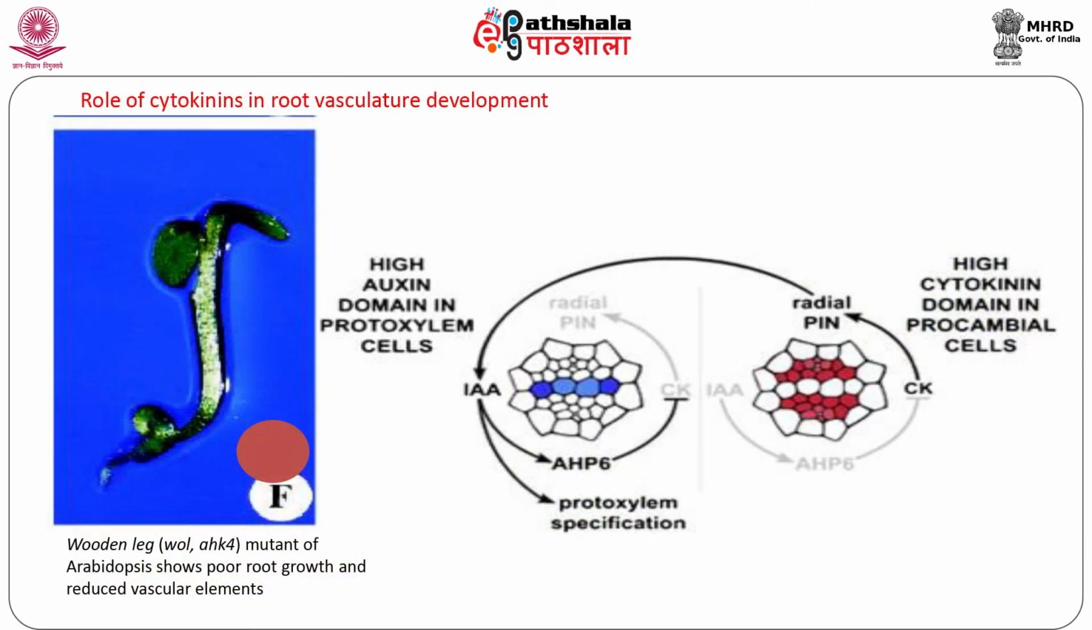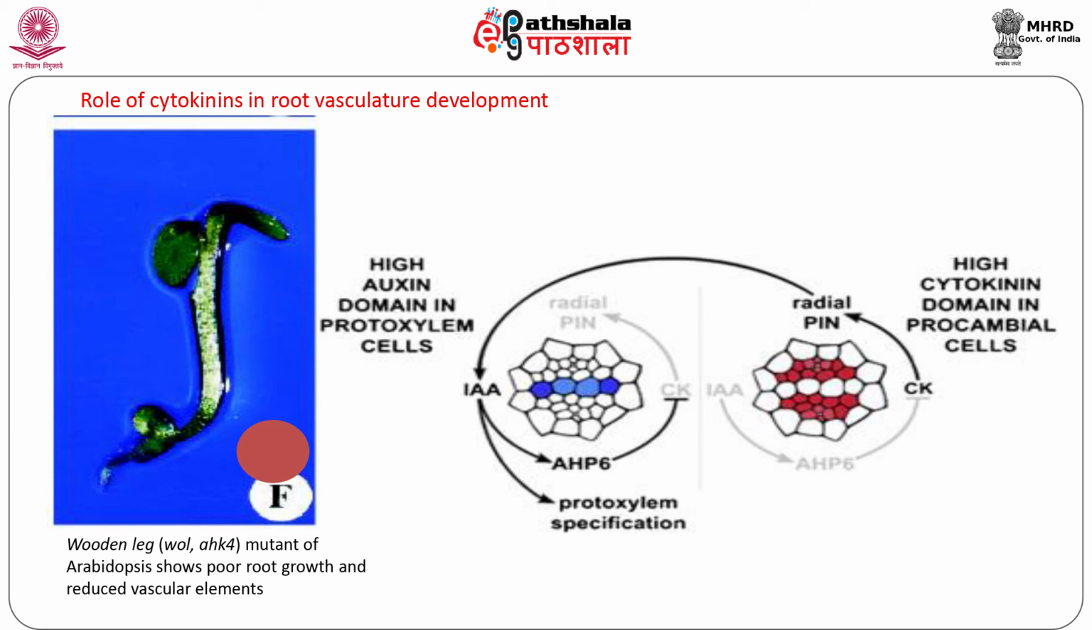Cytokinins also play an important role in the development of vasculature in plants. Cytokinin signaling also regulates root development. In a cytokinin signaling mutant, wooden leg, root growth is highly reduced and root vascular elements are reduced. The development of root vasculature involves crosstalk between auxin and cytokinin signaling.